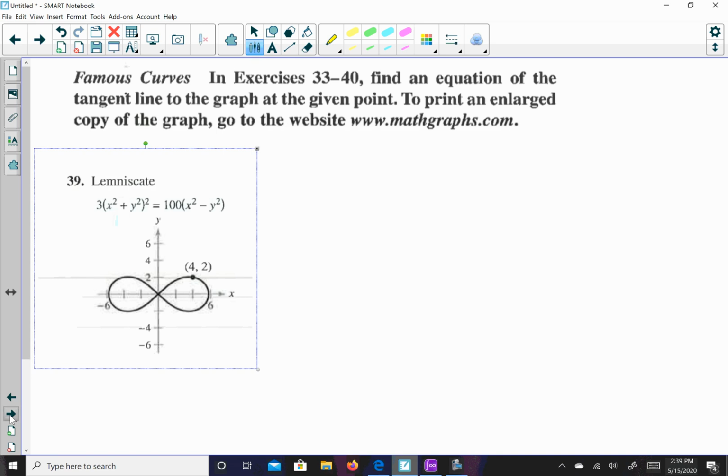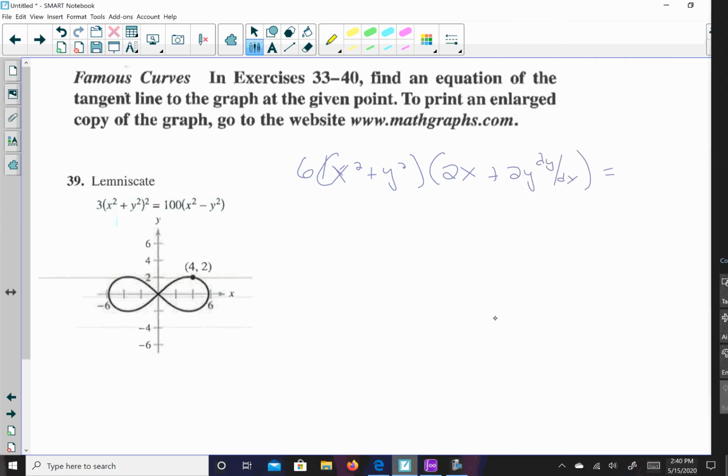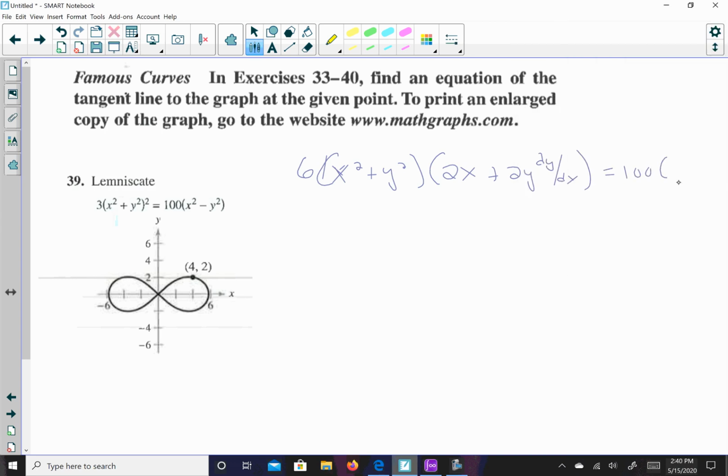So when I do that, I'm going to do the left side first. 2 times 3 would be 6. So I'm going to have 6 times x squared plus y squared. Reduce that power by 1, so that'd be raised to the first. Derivative of x squared is 2x. Derivative of y squared is 2y dy dx. And that's equal to 100 times, and then the derivative of x squared is 2x minus the derivative of y squared, which would be 2y dy dx.